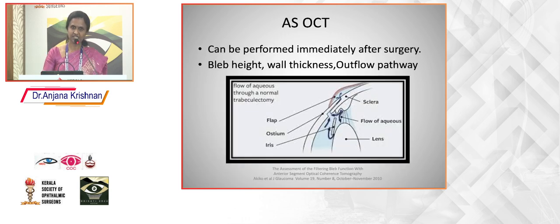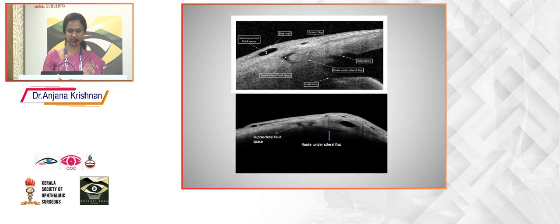The ASOCT can be used to assess the bleb height, wall thickness, and outflow pathway. As you can make out, the outflow pathway consists of the sclerotomy or the internal ostium, the route under the scleral flap, and then through the edges of the flap into the subconjunctival space. From there it's filtered into the tears through the veins and into the posterior episcleral space.